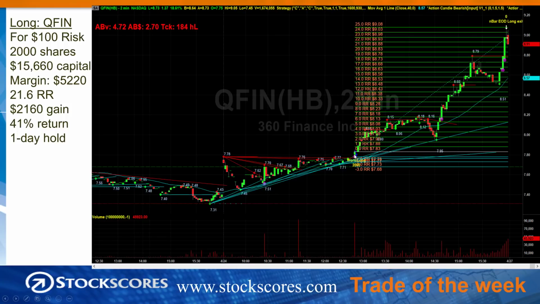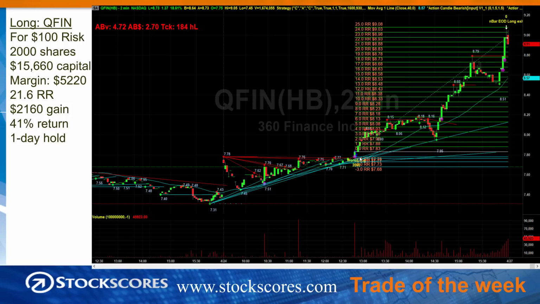Hear that same theme over and over again. And in that case, the entry price was $7.83. For $100 of risk, the position size was 2,000 shares, which is a larger position, $15,660. But remember, you can margin these 3 to 1 when you are day trading. So you put up 1/3 the capital. That required $5,220 of capital.